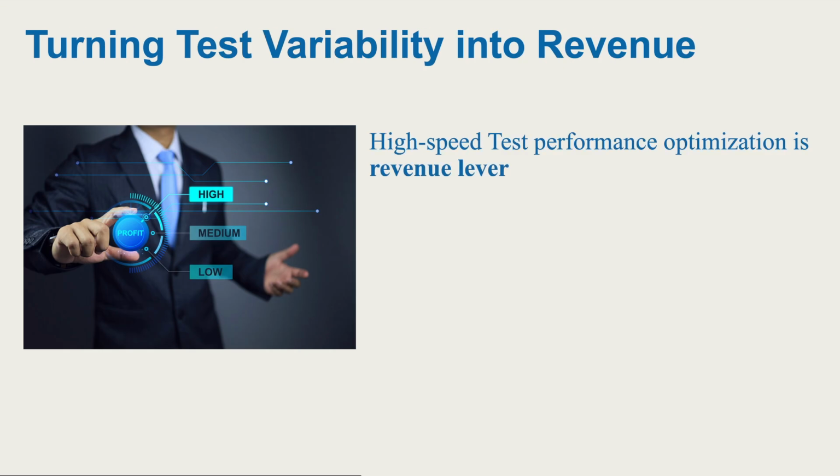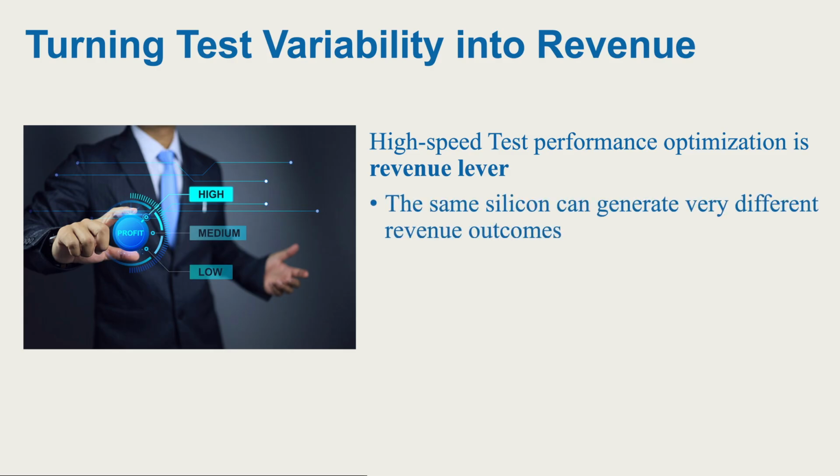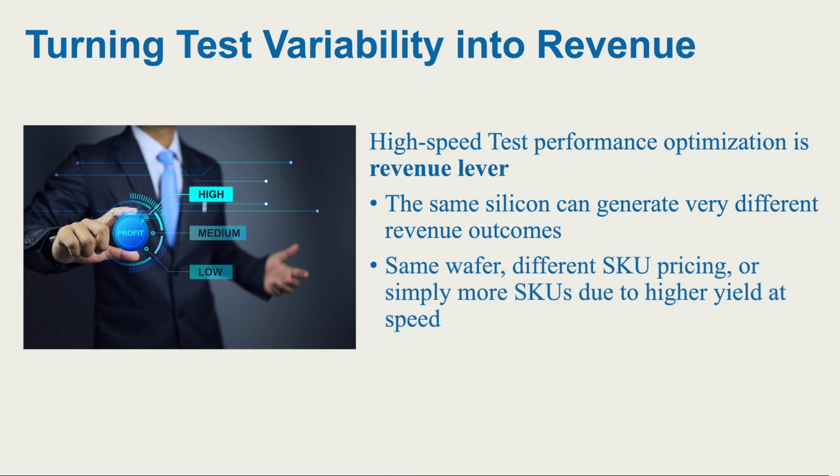Test performance optimization is achieved by periodically validating the goodness of sockets during production, which is often a major driver of device test performance. This provides a revenue lever that yields improved revenue outcomes from the same silicon without a design, fab, or package change. It generates higher-tier products with higher SKU pricing, or simply more SKUs due to higher yield at speed.